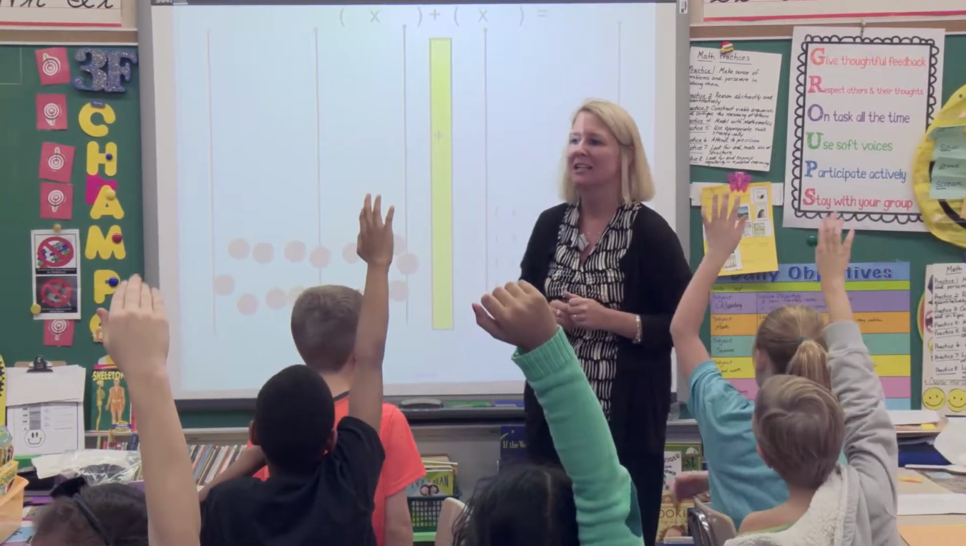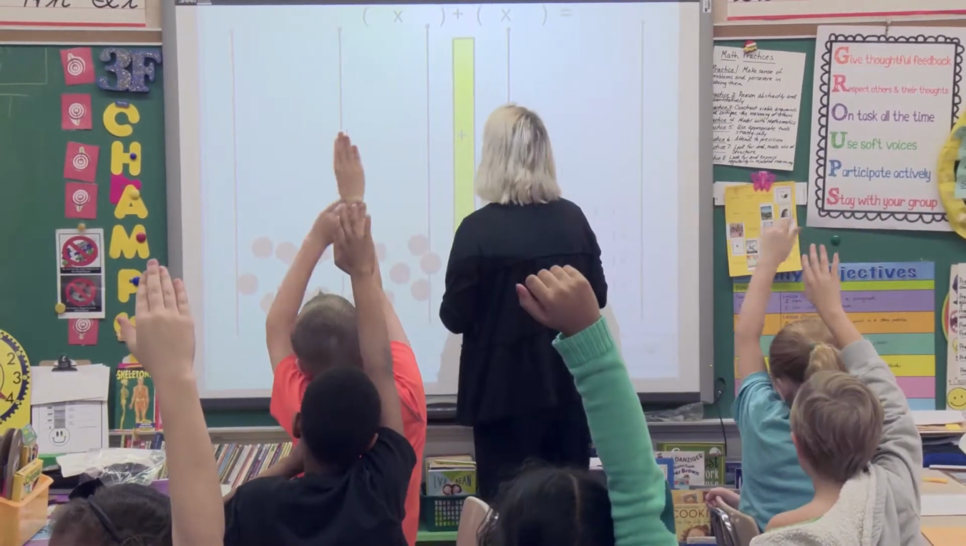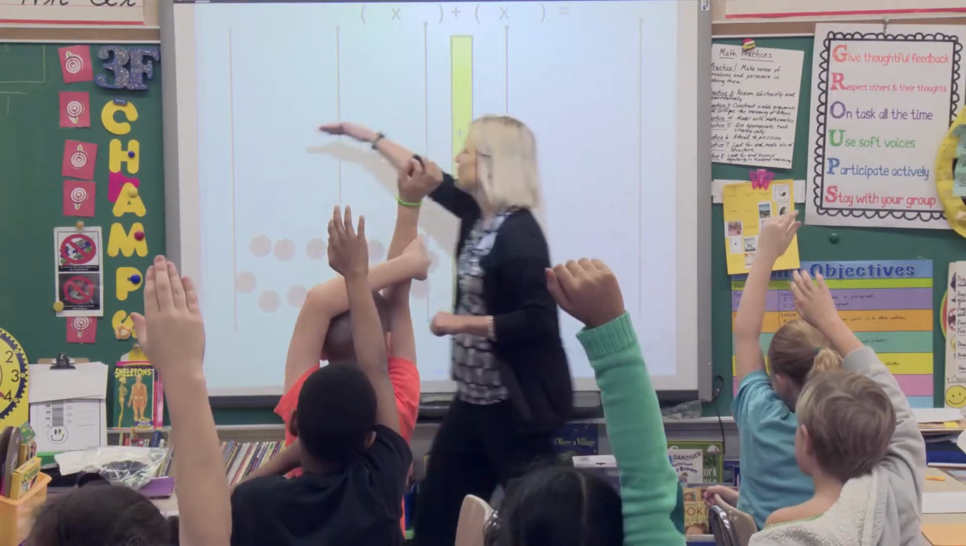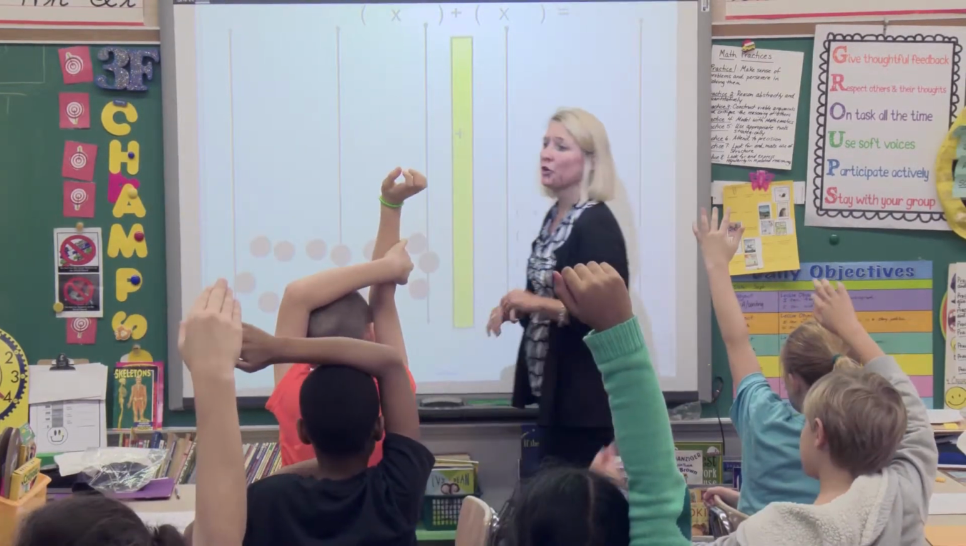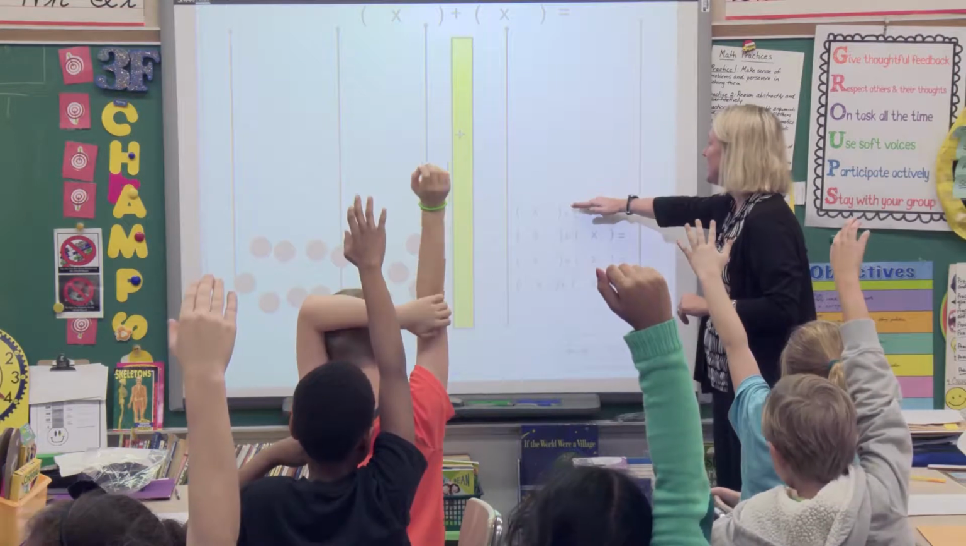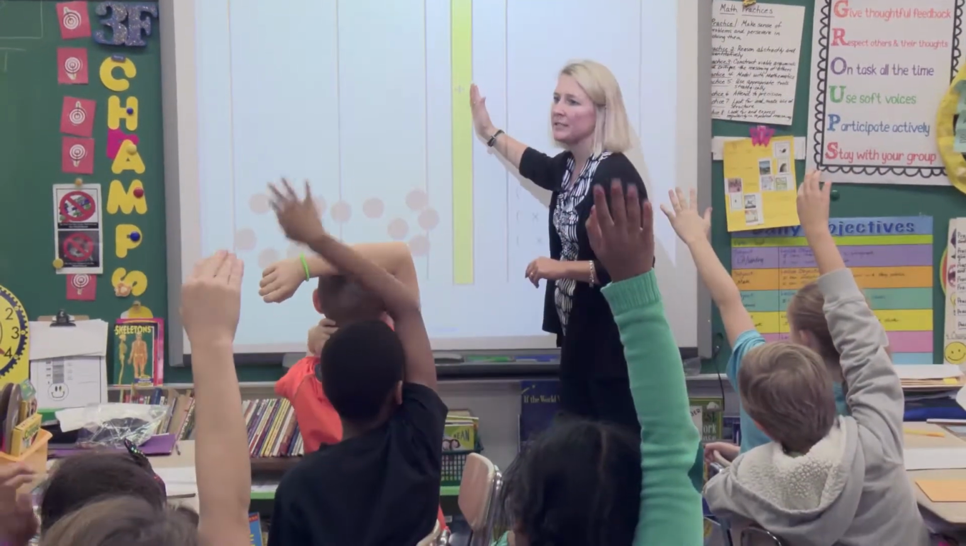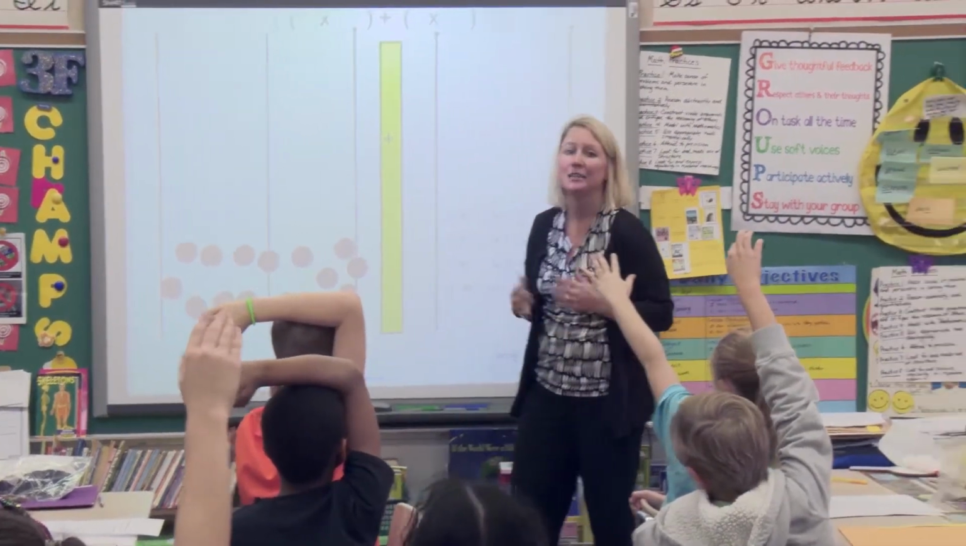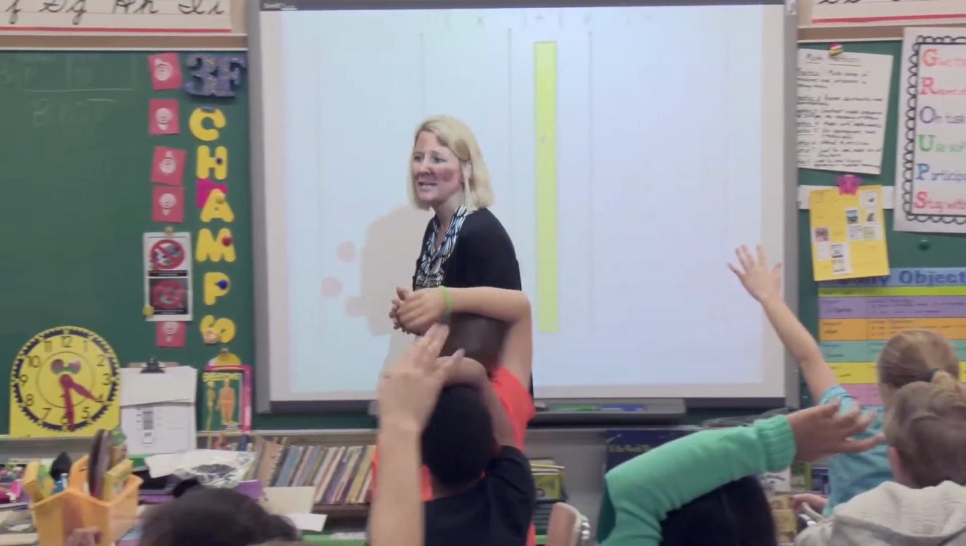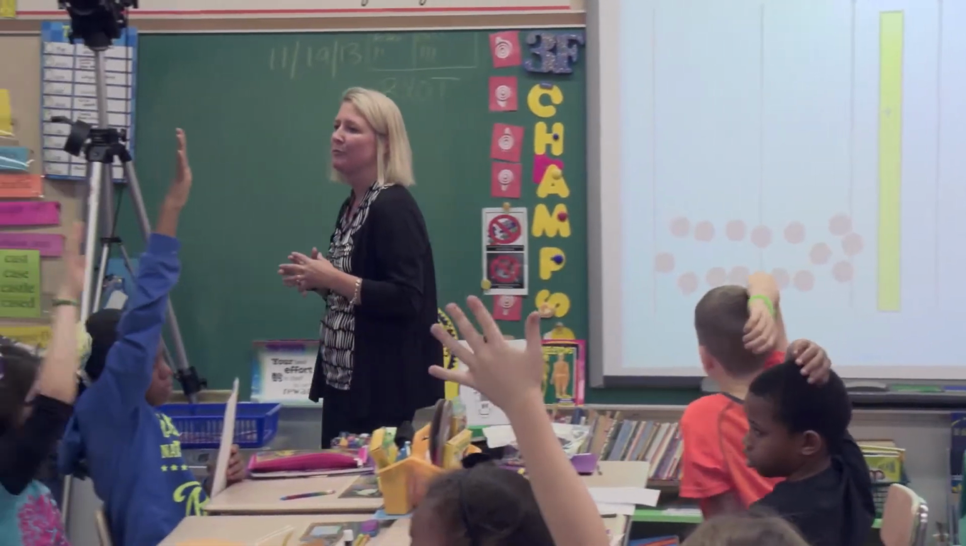3x5. So who would like to come up and do a 3x5? They don't have to go to the top. They can stay down here. And then we're going to see who wants to move this and where. So if we can come up with different ways that your group came up with it.